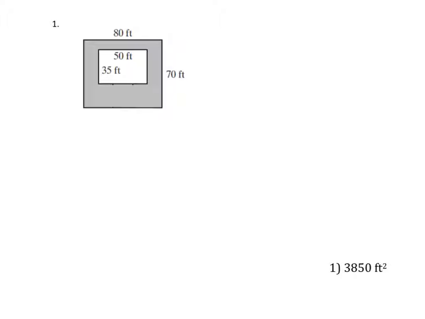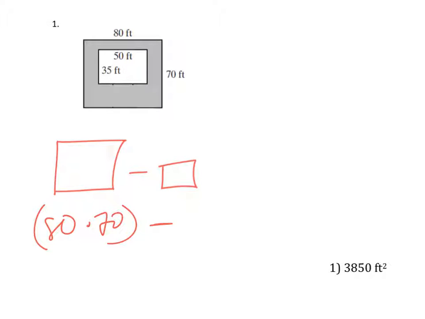What we see is big rectangle minus little rectangle. And so, what does that look like? So again, really, it's just a punch out. So, again, big rectangle minus little rectangle. The big rectangle's dimensions, right? 80 by 70. So I'm going to write that out. I'm going to say 80 times 70 minus the little rectangle, which is 50 by 35.